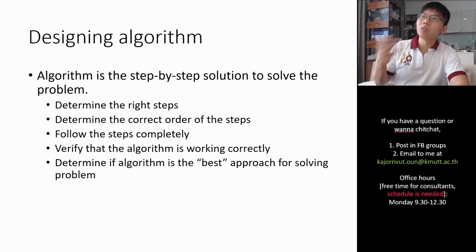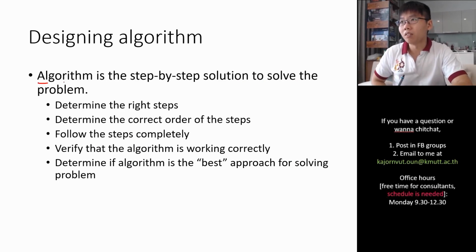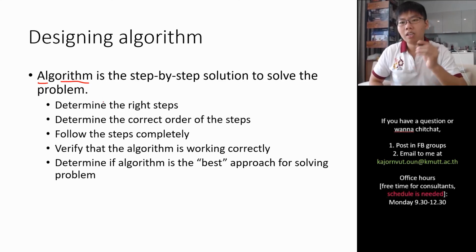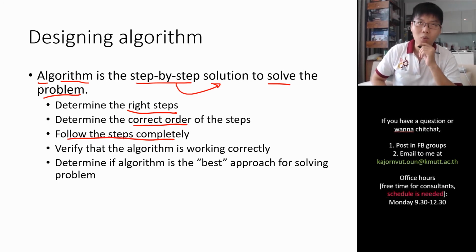And then we come to the last step, which is designing the algorithm. An algorithm means a thinking process, the process being written down in words or in a sequence of order. It should be step by step toward the solution to solve some specific problem. So you have to determine the right steps in the correct order, and the program is going to follow the steps completely like what you say.